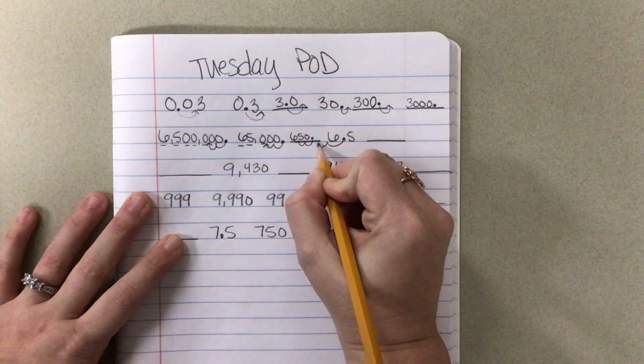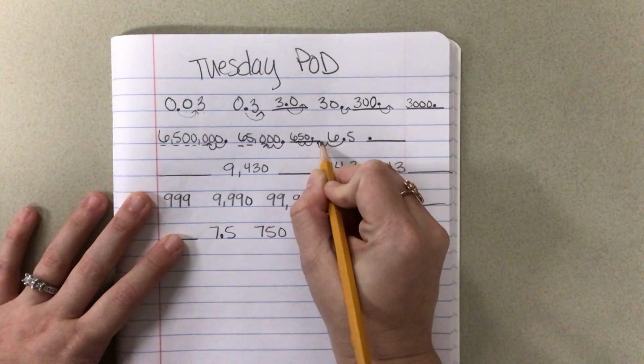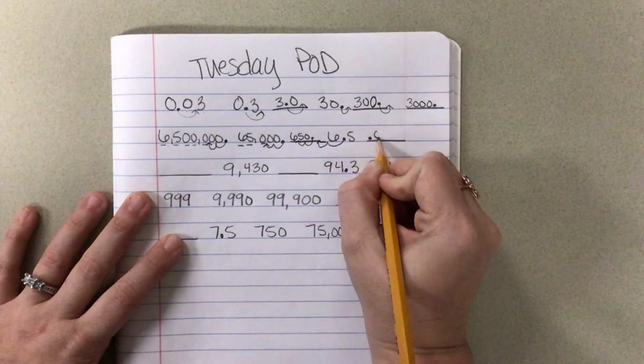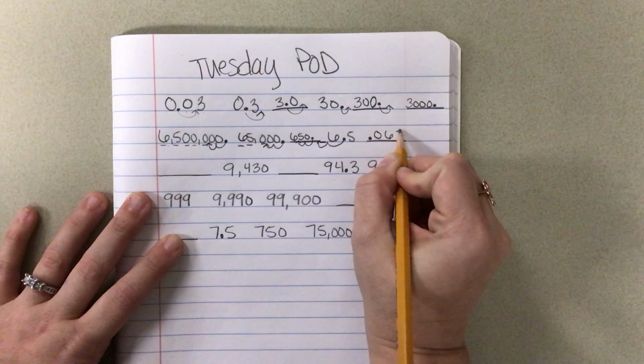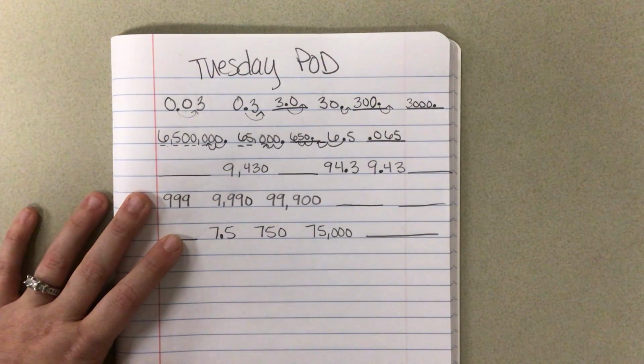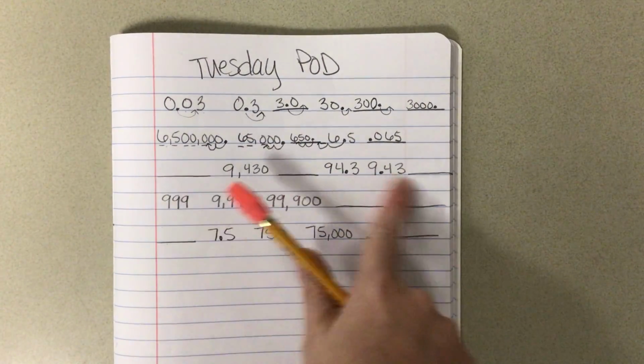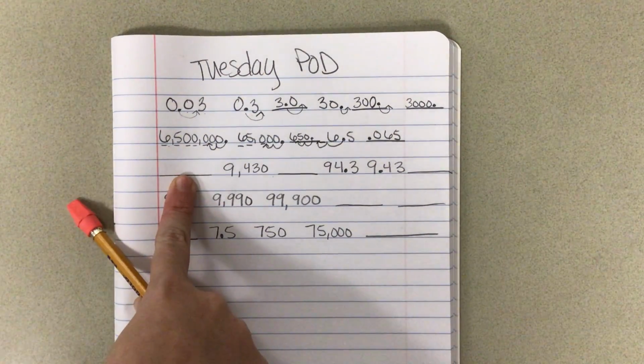So there's 1 jump and then there's 2 jump. So I know I'm going to have a decimal, and then look, there's a blank right there. So I can put a 0 and then a 6 and a 5. So I have 0 and 65 thousandths. Now look at this one. This one's kind of tricky because it starts off with a blank.